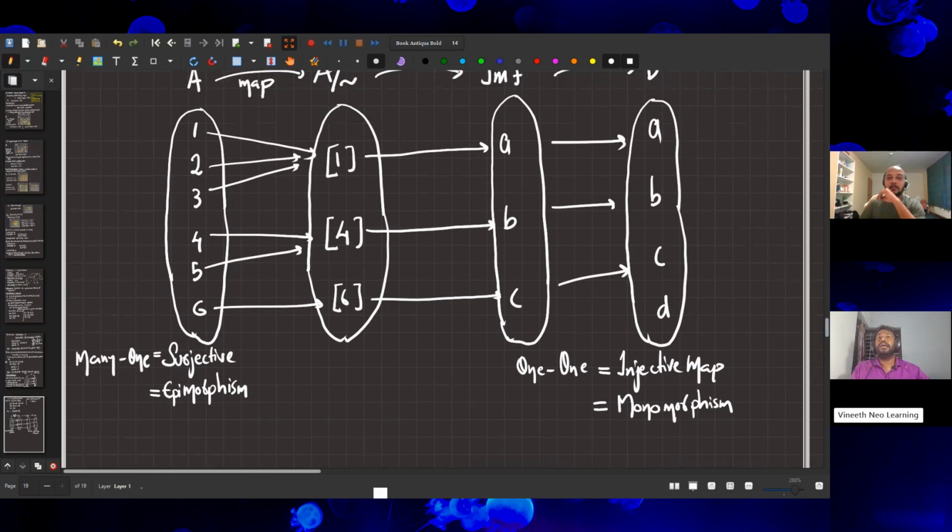Now this center map. No, not many-one, Joe, I made a mistake. This is an onto map. It's a many-one, but it's always onto. It can be one-to-one also. That was a mistake I made. It is one-to-one or many-to-one, it doesn't matter, but it's always an onto map.